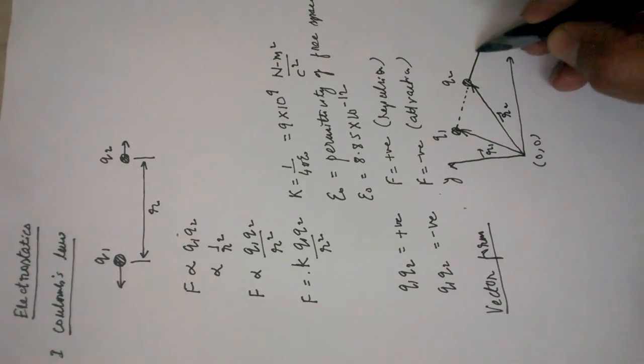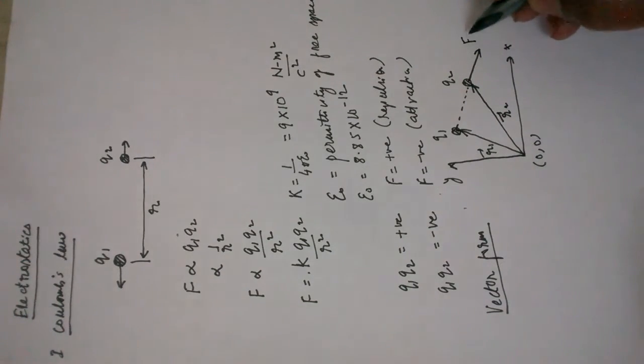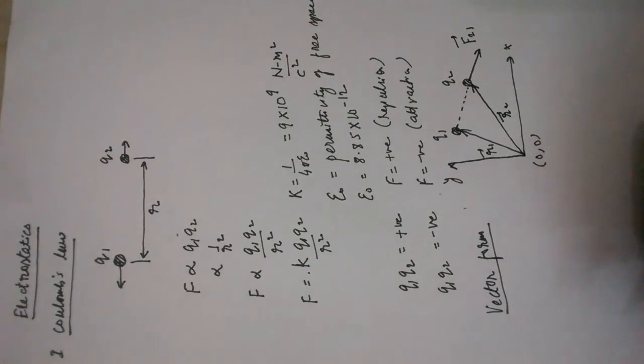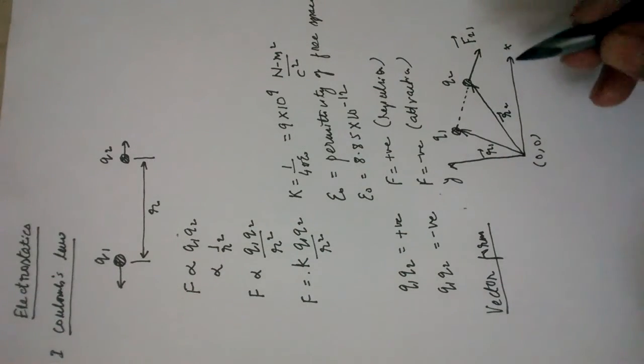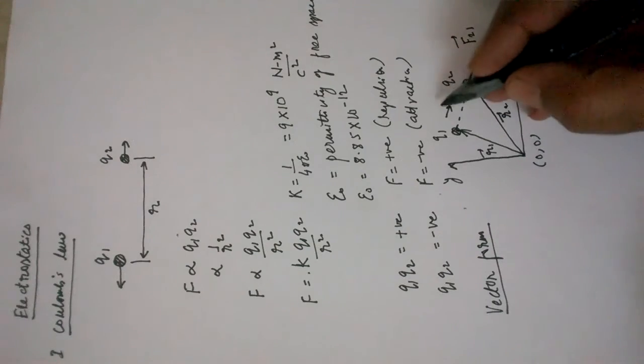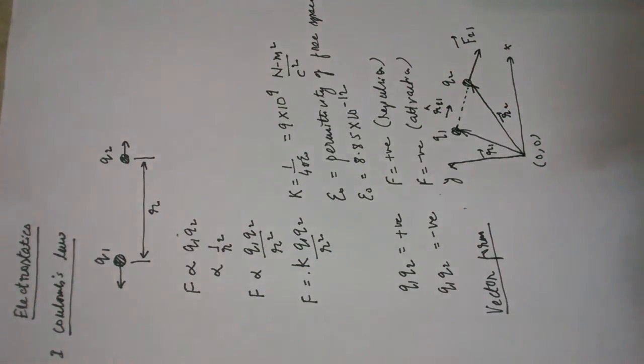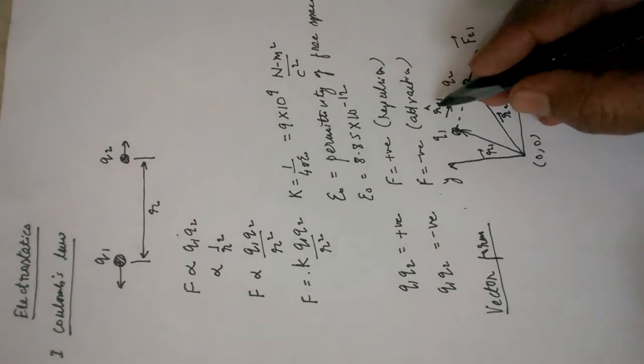Now suppose both the charges are positive, so the direction of force will be repulsive and it will repel this charge. What is the force on Q2 by Q1 called? We use the notation F21. F21 means force on the second charge by the first charge. The direction of this force is from 1 to 2, so the direction can be represented by a unit vector, called r21 cap. When we use this cap, it represents a unit vector.